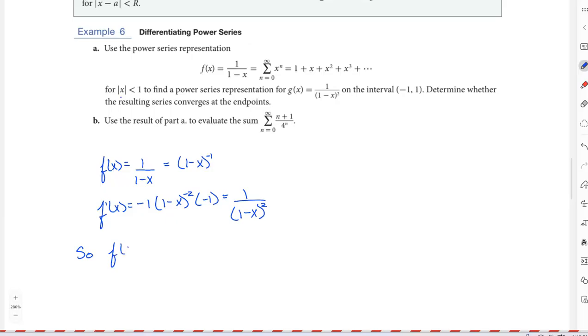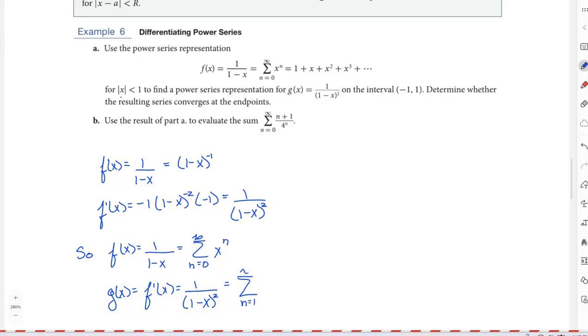So if f of x equals 1 over 1 minus x, which is the sum from n equals 0 to infinity of x to the n, then g of x is the derivative of that. So it's f prime of x. We just found that to be 1 over 1 minus x quantity squared. So let's take the derivative of that series. So I'm going to start at 1 because I have to increase by 1. That first term is going to be a constant, and the derivative of that constant is going to be 0. I'm going to bring the exponent down, and I'm going to subtract 1 from the exponent. So I'm going to get n times x to the n minus 1.